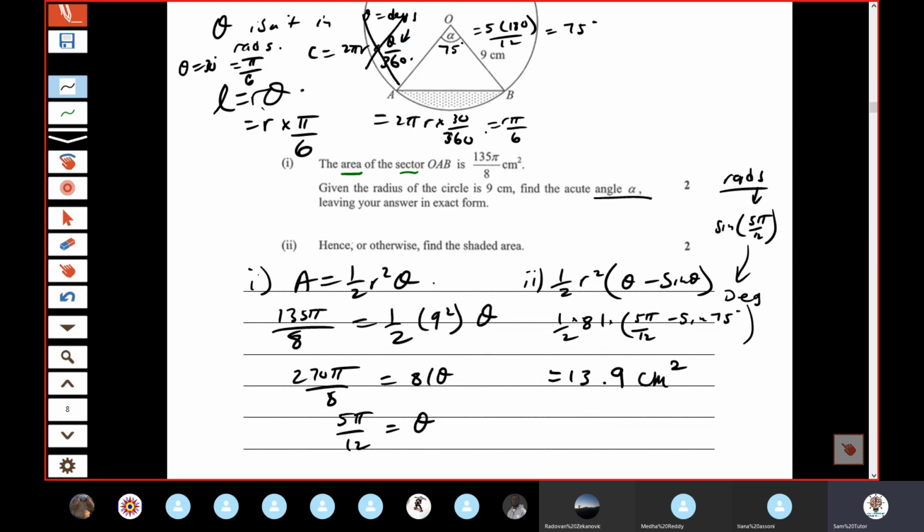R pi on 6. So it's meant to be exactly the same. Obviously, this one's easier for degrees. This one's easier for radians.